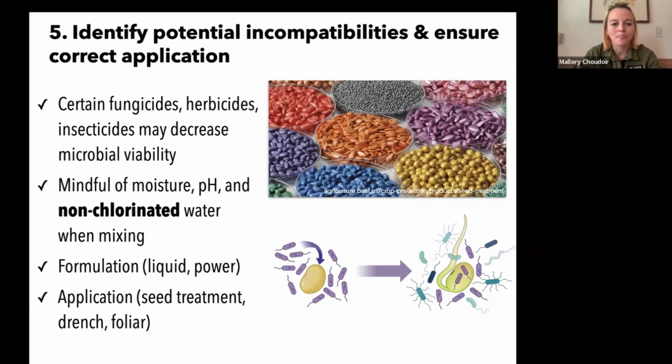ensure the correct application. Certain fungicides, herbicides, insecticides, or even other inputs, including amendments or fertilizers, may decrease microbial viability. We want to be mindful of the moisture, the pH. If this is a product that you need to mix with water, it's extremely important to use non-chlorinated water when mixing. And then again, consider, is this formulation a liquid or is it a powder that you need to mix up? And then is this application a seed treatment, a drench, or a foliar application? All of these variabilities will inform the way that you use the product and the goals that you will have when identifying products to incorporate.